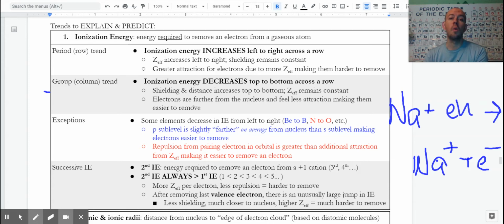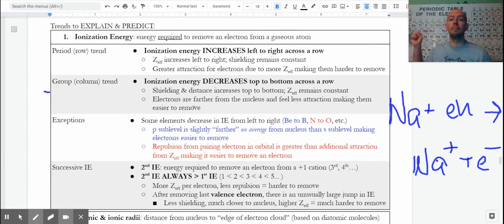orbitals. So from beryllium to boron, or really anytime I'm jumping from my S block to my P block, the ionization energy decreases slightly because that P sublevel on average is farther away from the nucleus, making it slightly easier to remove. There's not more shielding necessarily. The Zeff does go up, but that distance, or that r value, increases.